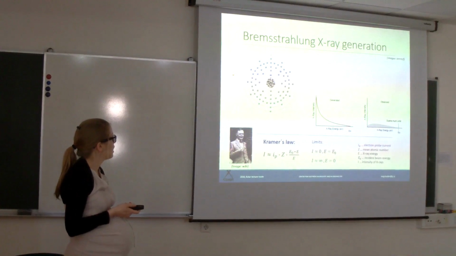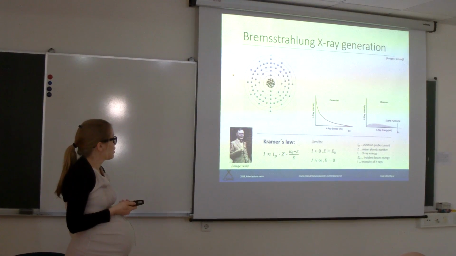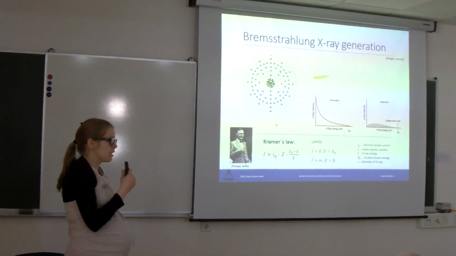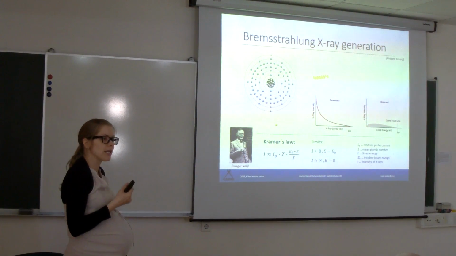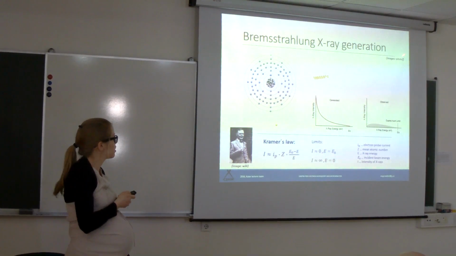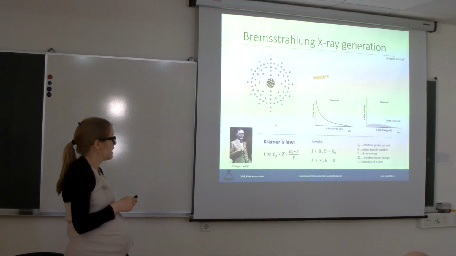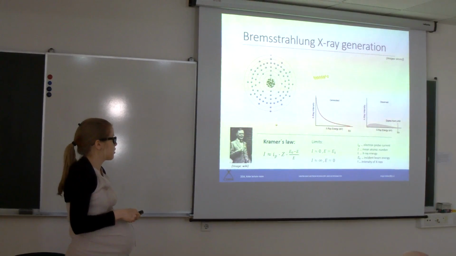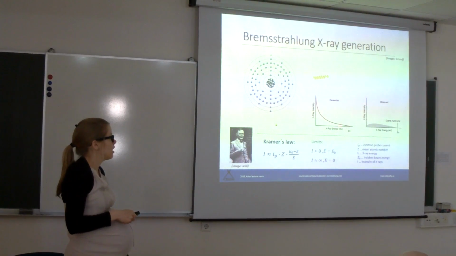Today I will explain how the characteristic X-rays are produced and the continuum X-rays, the Bremsstrahlung. So the Bremsstrahlung X-ray generation: when an incident electron goes to the atom near the core, it changes its direction and it loses the energy. And that excess of energy has to go somewhere, and it goes into the X-ray. And Kramers showed that the intensity of the X-ray is actually proportional to the Z and the energy that you're using.